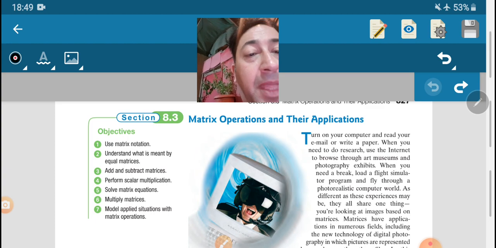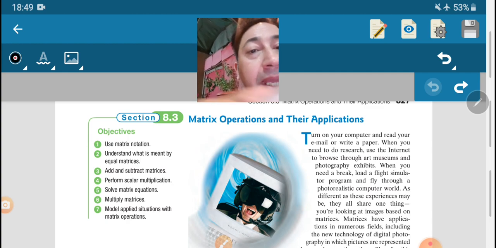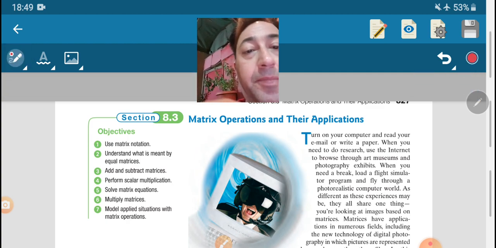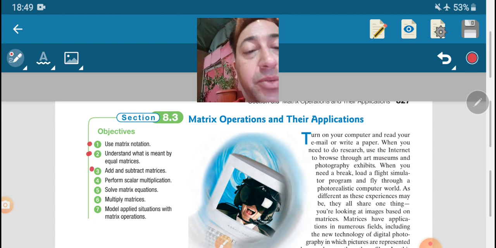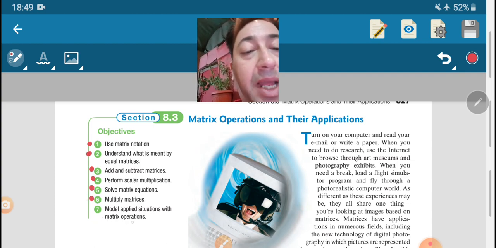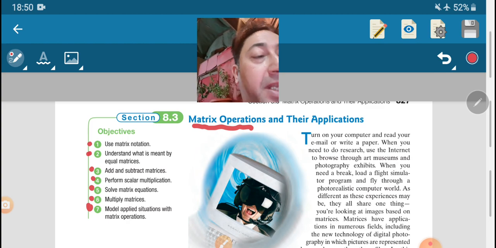Our lesson today is about matrix operations and their applications, for our pre-calculus curriculum for grade 11. Today we're going to learn how to use matrix notation, understand what equal matrices means, add and subtract matrices, perform scalar multiplication, solve matrix equations, multiply matrices, and model applied situations with matrix operations. Okay, today's lesson is about matrix operations. Let's start.